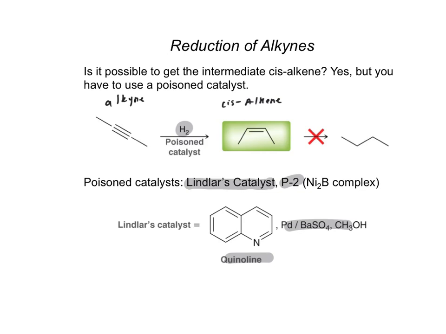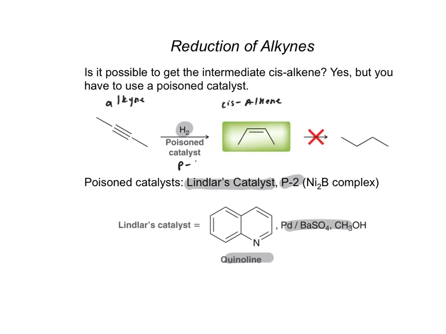So we just write a P2? P2 would be, yeah. So you have options here: hydrogen and P2, or hydrogen and Lindlar's catalyst over the arrow. That'll take your alkyne and produce the cis-alkene. And again, it's going to be an internal alkyne that we're dealing with here.